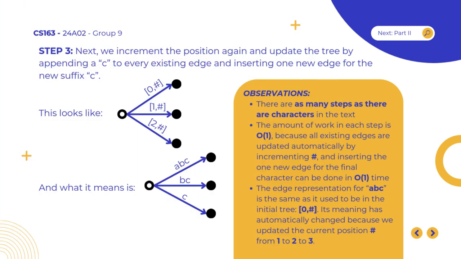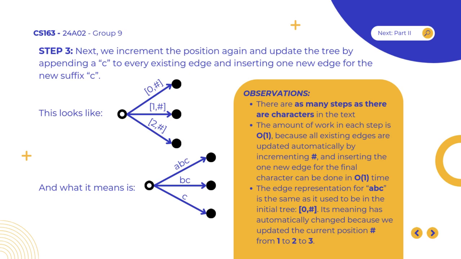But we have some observations. First, there are as many steps as there are characters. Second, the amount of work in each step is basically O(1), because all existing edges are updated automatically by incrementing the position, and by inserting one new edge for the final character, we are done with the step. So each step can be done in O(1) time.